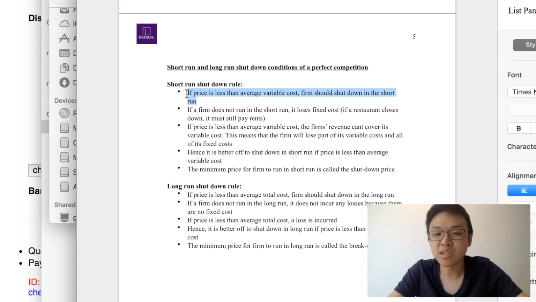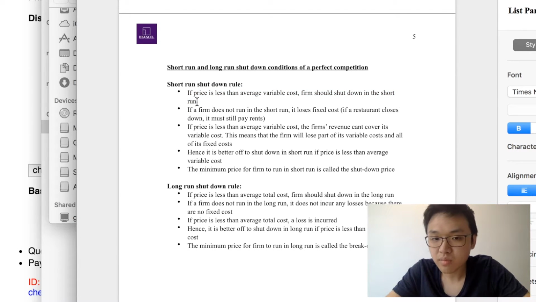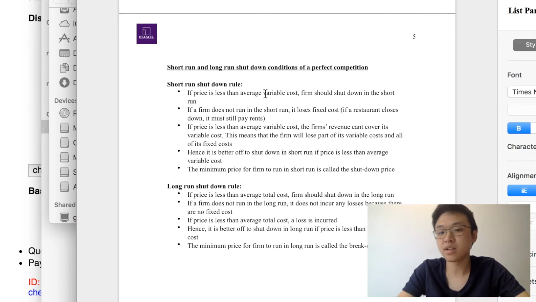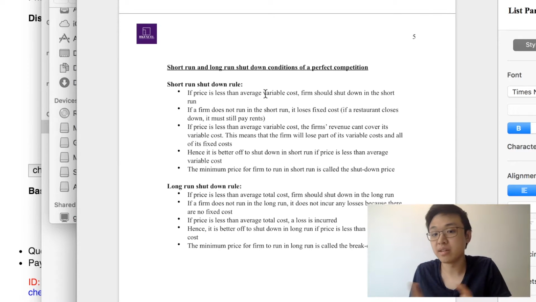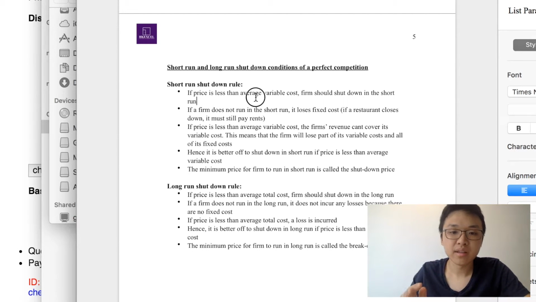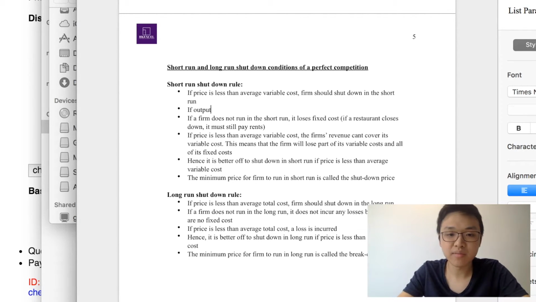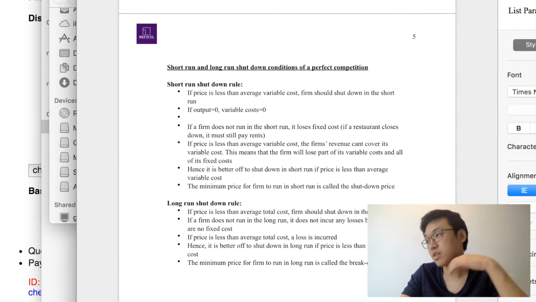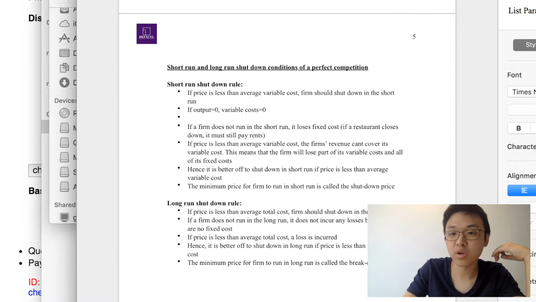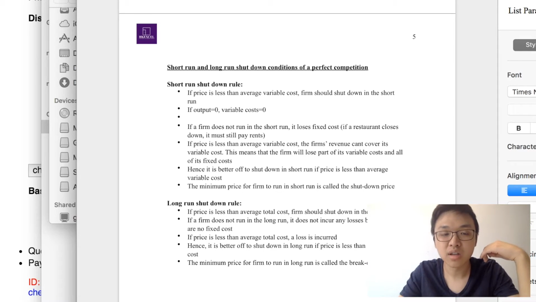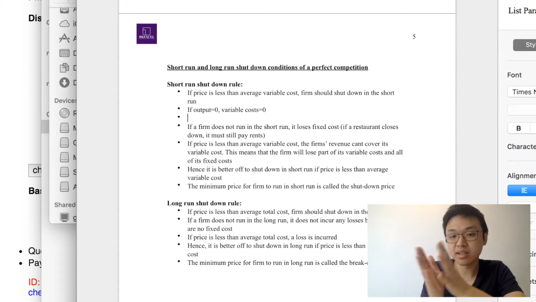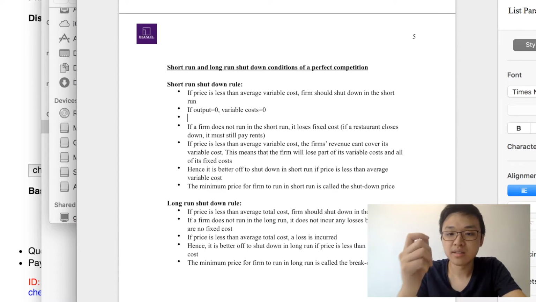Before we talk about anything else, what is variable cost? Variable costs are costs that change with the output, right? A very important distinction. If output equals 0, variable cost equals 0. What are variable costs in the restaurant's case? For example, workers who work in the restaurant, the cost of food, the cost of the ingredients. These are all variable costs. If you shut down, you don't produce anything, the variable cost is 0.